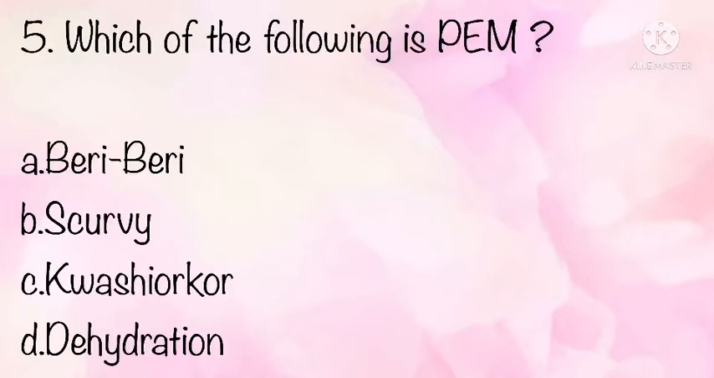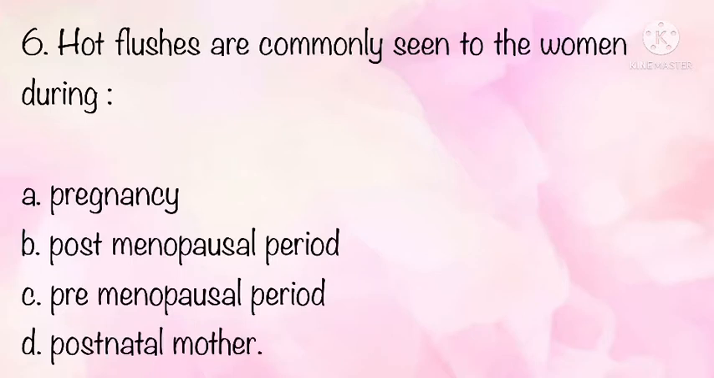Dysentery. Which of the following is PEM? Beriberi, scurvy, kwashiorkor, dehydration. The correct answer is C, kwashiorkor. Hot flushes are commonly seen in the woman during pregnancy, postmenopausal period, premenopausal period, postnatal mother. The correct answer is premenopausal period.